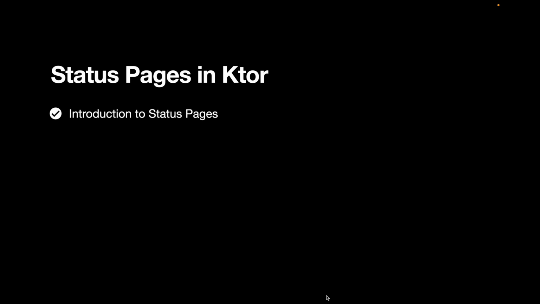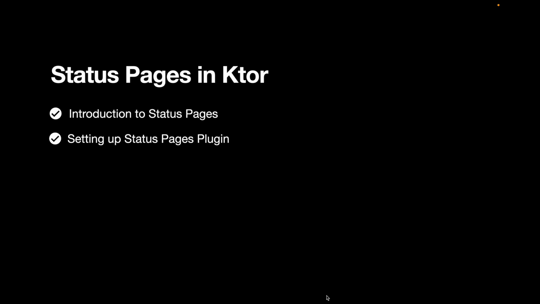Let's first start with an introduction. So what are status pages in Ktor? Well, they allow us to handle exceptions and HTTP status codes centrally. Instead of writing custom error handling everywhere in our application, we can define a single place to manage all error responses efficiently. For example, when a user tries to access a non-existent page, instead of a generic 404 error, we can show a friendly error message.